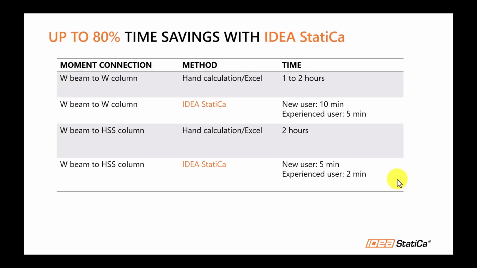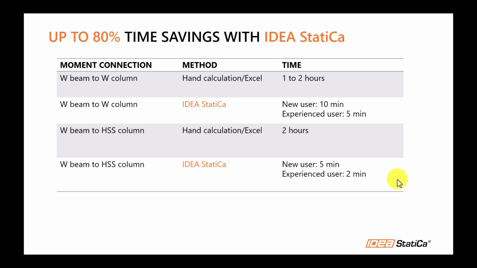So I summarized the connections that we looked at and how it's going to be different from calculating these connections using IDEA StatiCa, and how long it will take by using hand calculations or Excel. So the first two lines, we have the W beam to a W column. With hand calculations, I'm thinking about 1 to 2 hours. You can agree or disagree in the chat or in the Q&A. Feel free to put your comments there, and we can discuss that during the Q&A.